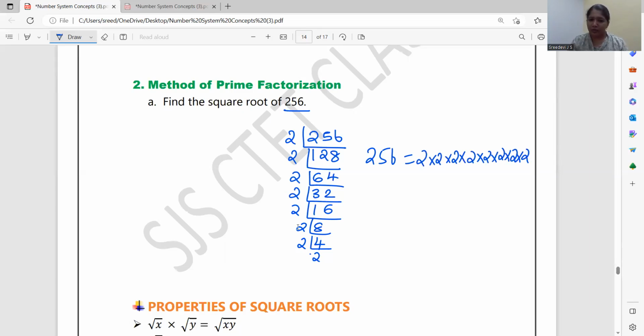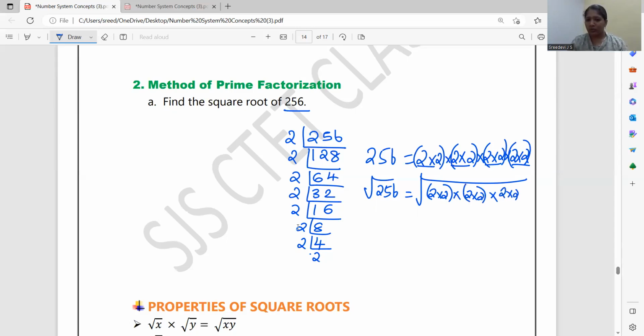Then what do you do? We have to group these numbers as pairs. That means first group of 2, second group of 2, third group of 2, and fourth group of 2. So when you write the square root of 256, from each group, that means you have to write the square root of these. How many groups are there? 4 groups are there, right? So one group, second group, third group, and fourth group under the radical sign.